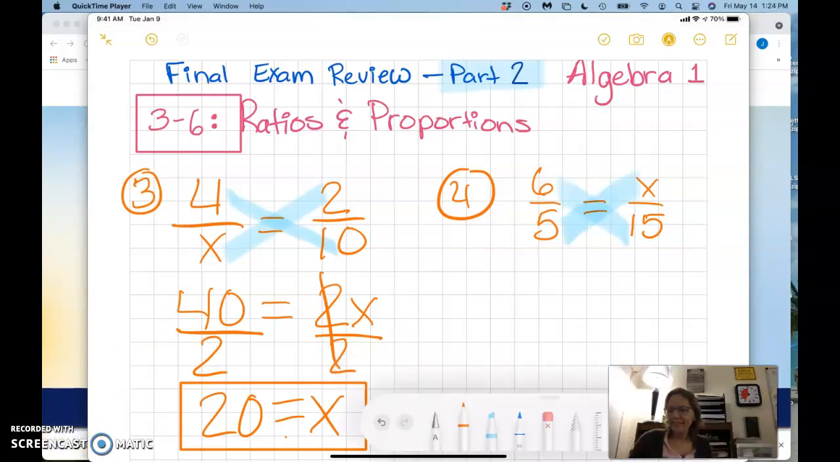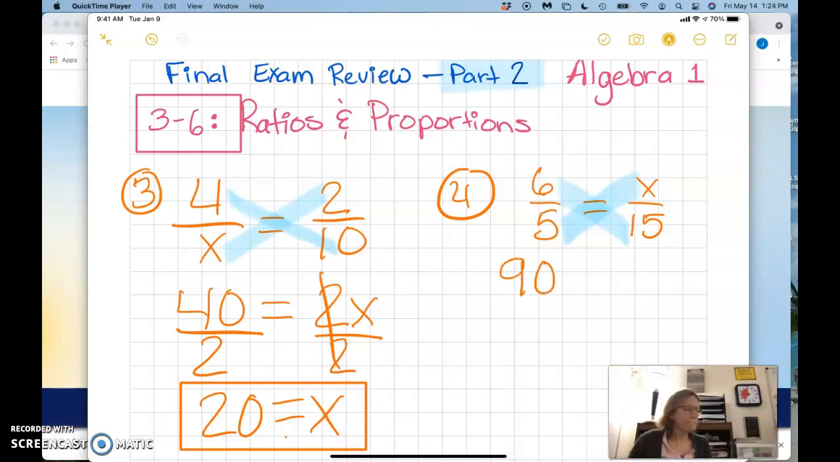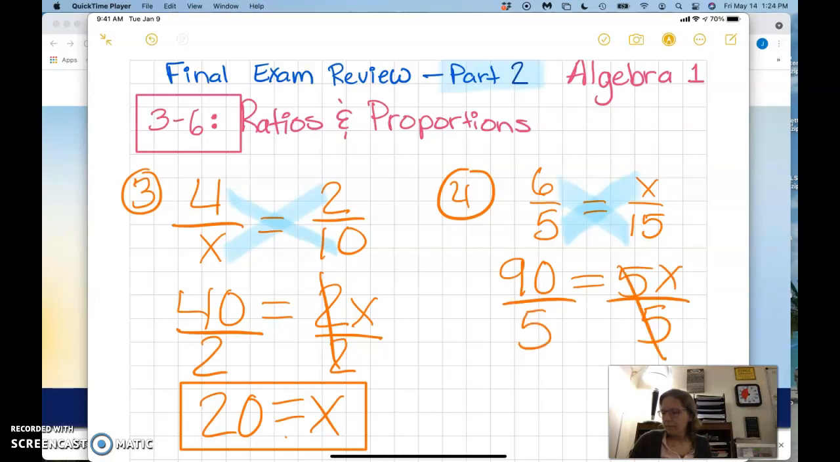15 times 6, which equals 90. Yes. And then you bring that down, and then you do equals 5x. Good. And then you divide by 5 on both sides, and then you cross out the 5s and bring the x down. 90 divided by 5 is 18. Good. Wow, that was excellent.